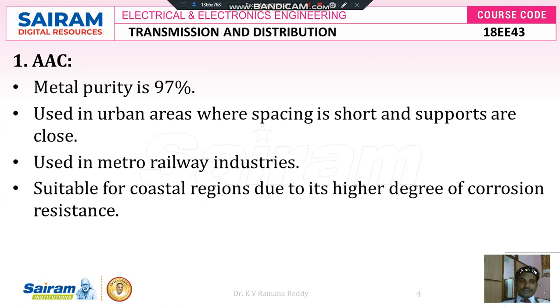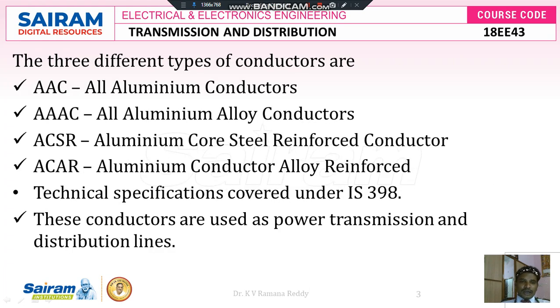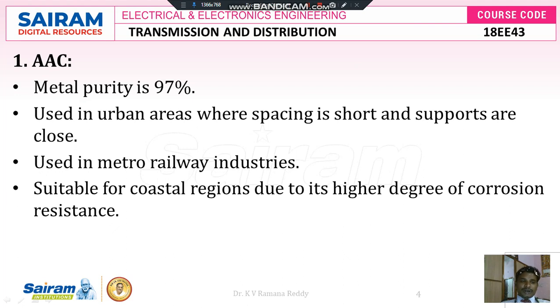First of all, here we are going to discuss the double AC. The full form of double AC is all aluminium conductors. All aluminium conductors have a good or attractive property: the metal purity is 97%. So due to this attractive property, it is used in urban areas where spacing is short and supports are close. Wherever the spacing is short and the supports are very close, in those transmission towers or poles, we use all aluminium conductors.